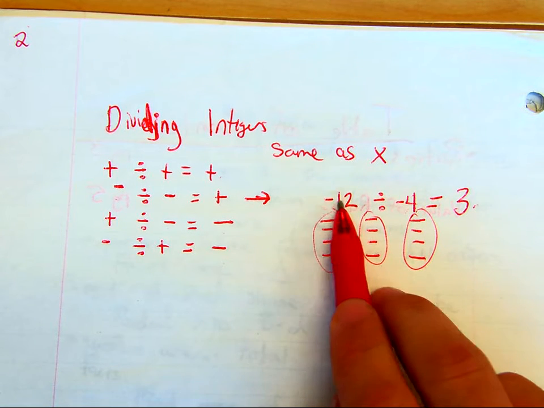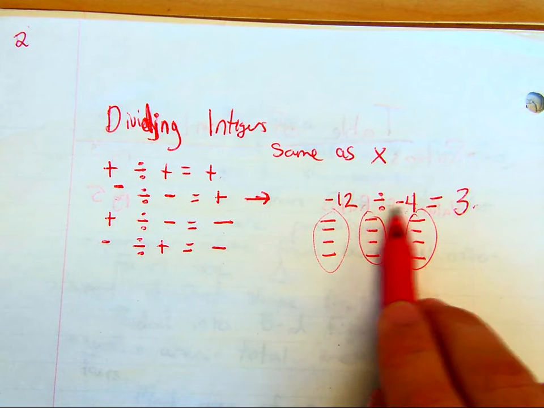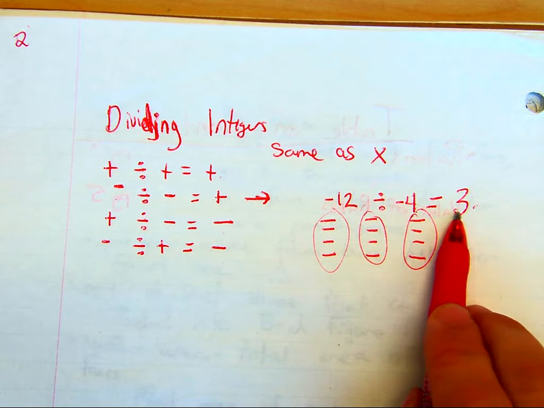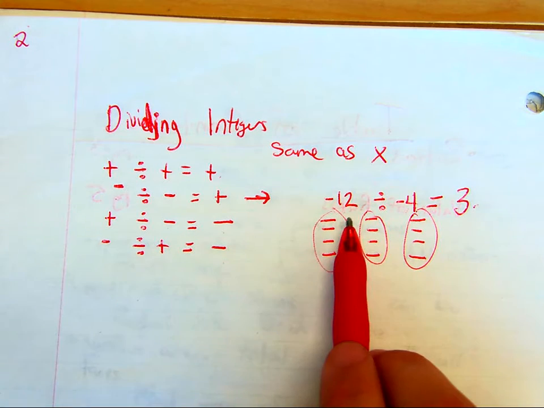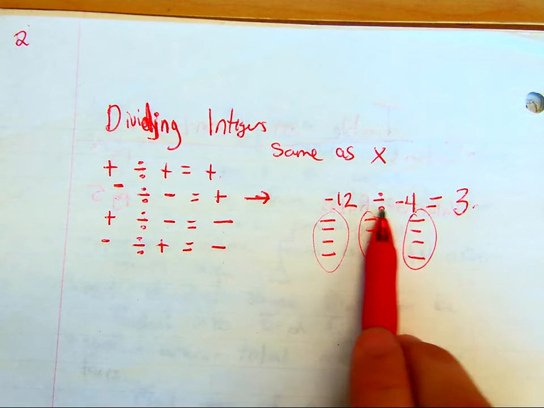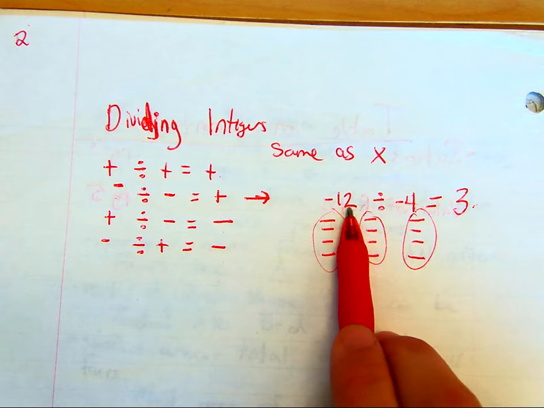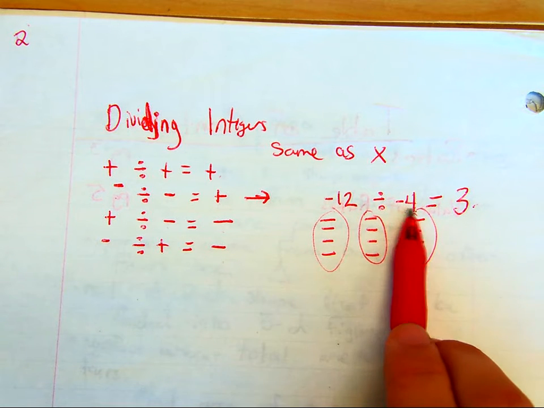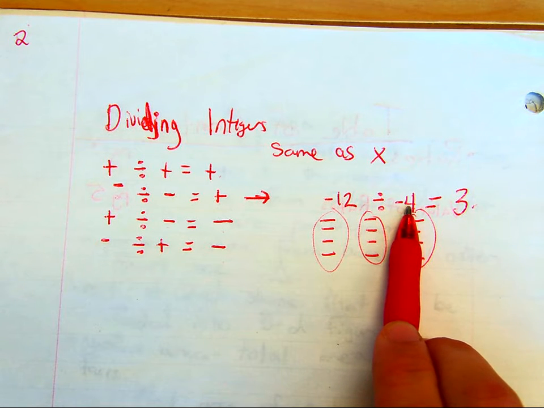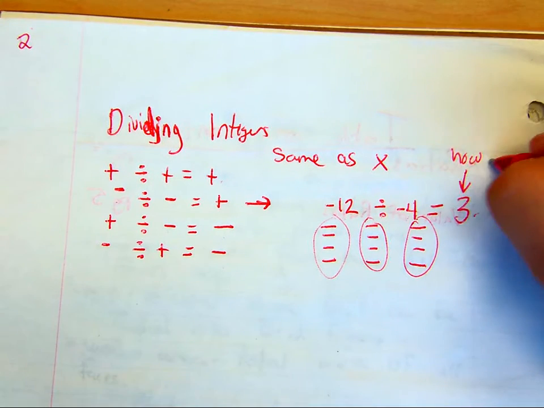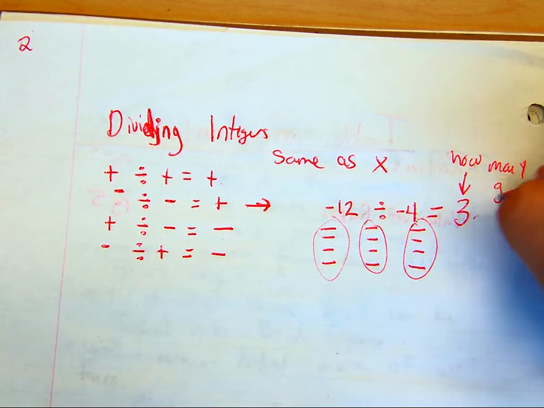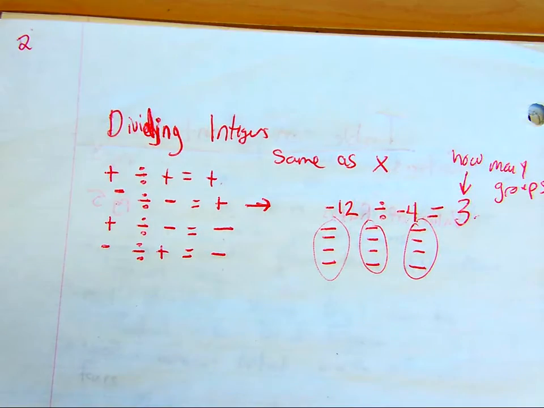I carried the ball for negative 12 yards, and each time was negative 4 yards, means I had 3 rushes. It probably sat me down on the bench after that. So a negative divided by a negative makes a positive because I'm taking a negative number and I'm splitting it into groups of negatives, and it's asking me how many groups. So this number would be how many groups.